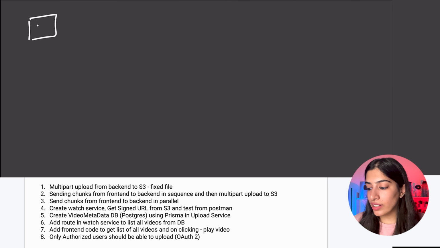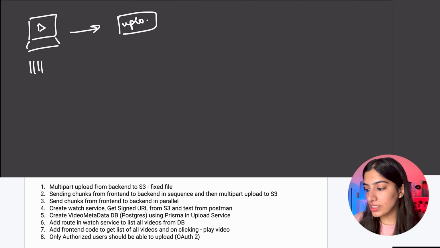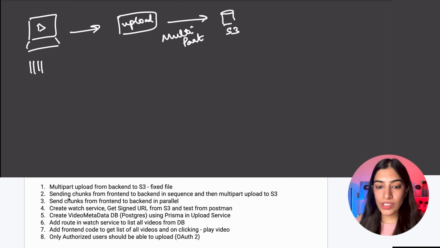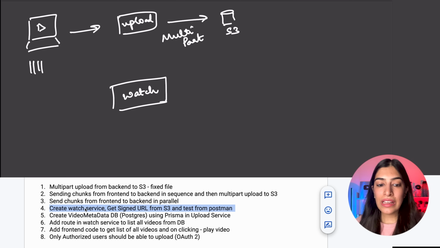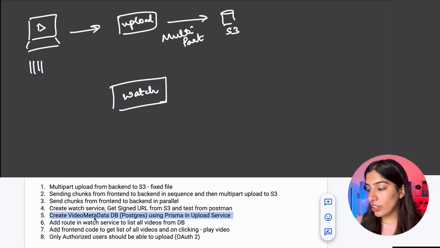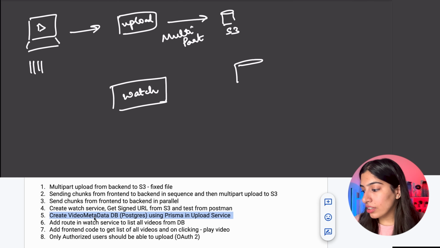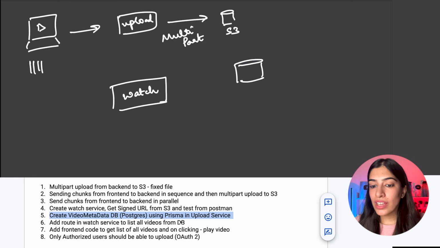So what we have done right now is that on our front end we are doing the chunking. We are sending it to our upload service and then we are sending that to S3 using multi-part upload. Now the first thing that we did was create one more service, which is the watch service. Then we created one more database, which is PostgreSQL, and here we are going to be using the ORM Prisma.